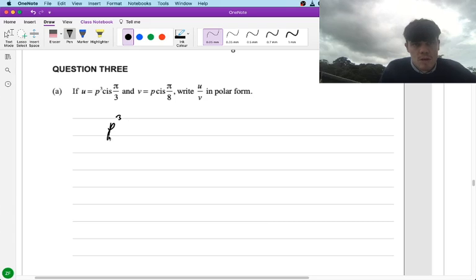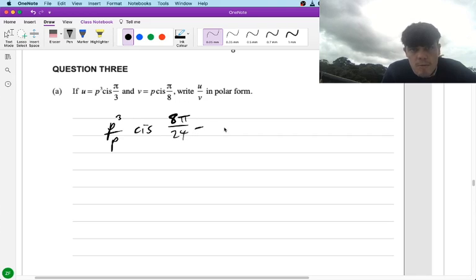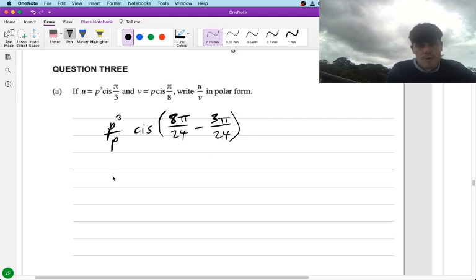these p cubed, all you do is you actually divide algebraically for the modulus, but then when you're dealing with the argument, you just minus. So I'm going to multiply that first one by 8 over 8, so that becomes 8 pi over 24, and then the second one I'm going to multiply by 3 over 3, so it becomes 3 pi over 24. Convenient. I'm going to chuck that in brackets because someone might misinterpret.